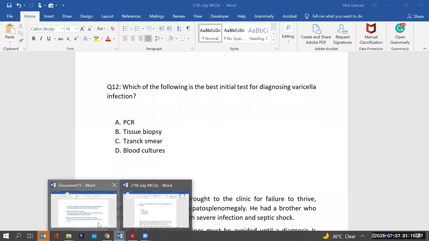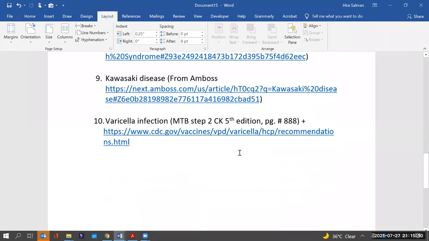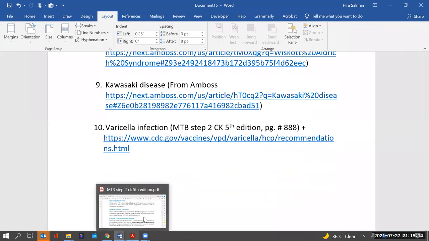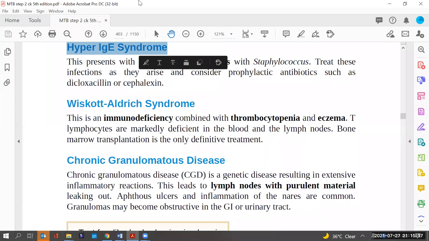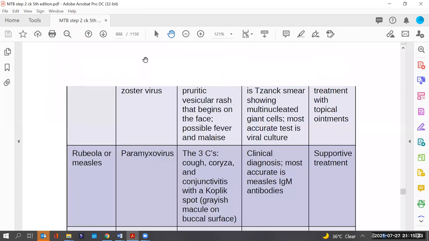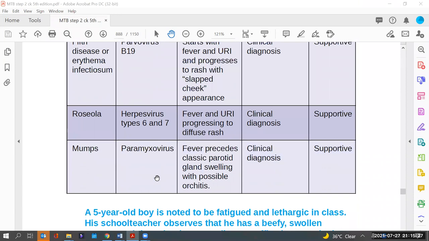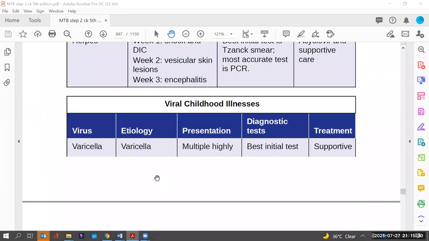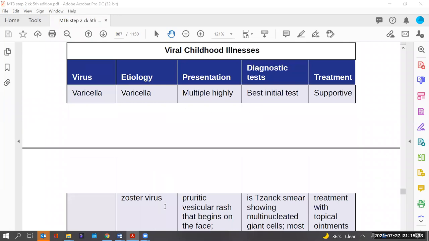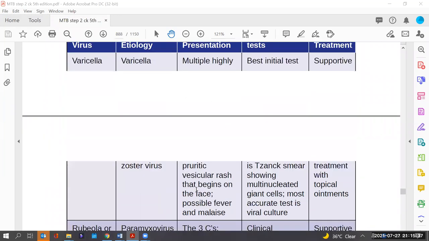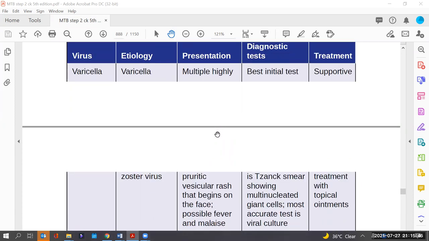The next one, we'll go for the theory first. Varicella infection. Again, it's not very much in detail, but I wanted to show you in MTB. So let me open this one. Oh, varicella. Here. So varicella infection is caused by varicella zoster virus. The name of the virus is varicella zoster. Multiple highly pruritic rashes you are going to see, especially on the face and possibly associated with fever. The involvement can be all over the body. You cannot say it's only on the hands or trunk or on the face. It can be anywhere, but started on the face and possibly everywhere.